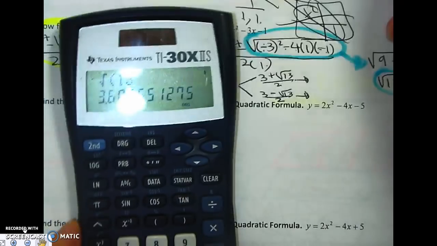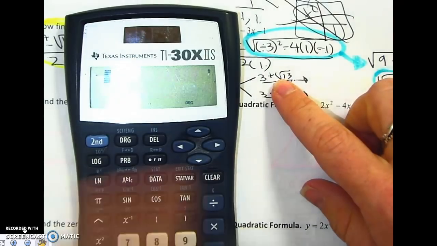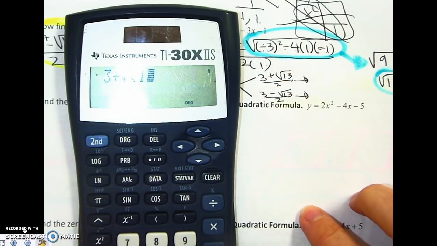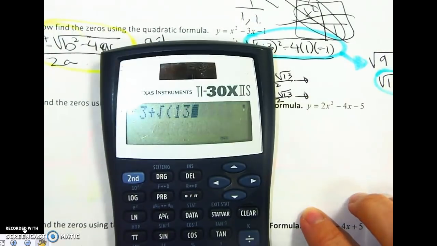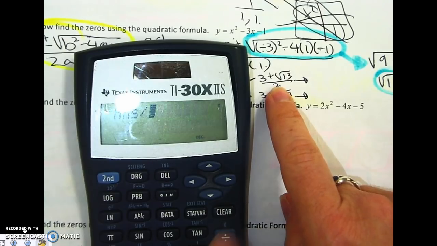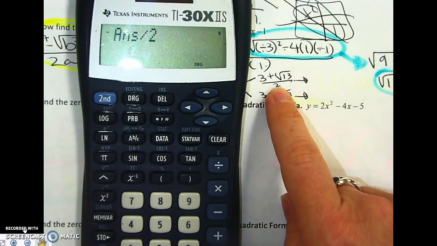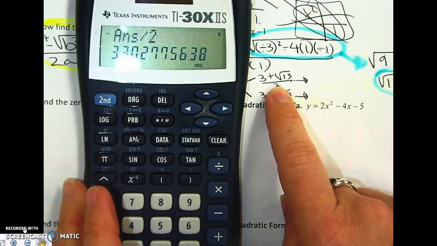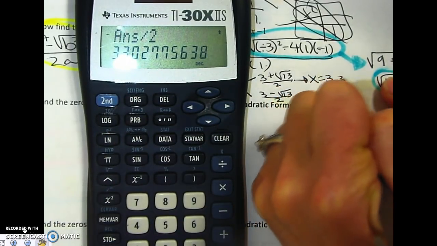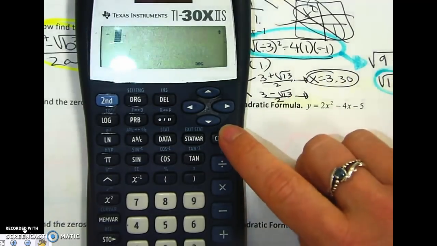So in my calculator, I'm going to go 3 plus square root of 13. Please try this so that you know how to use your calculator. And then I divide it by 2, so I can just go divided by 2. And then I get 3.30. So x equals 3.30. And then I press clear and start again.